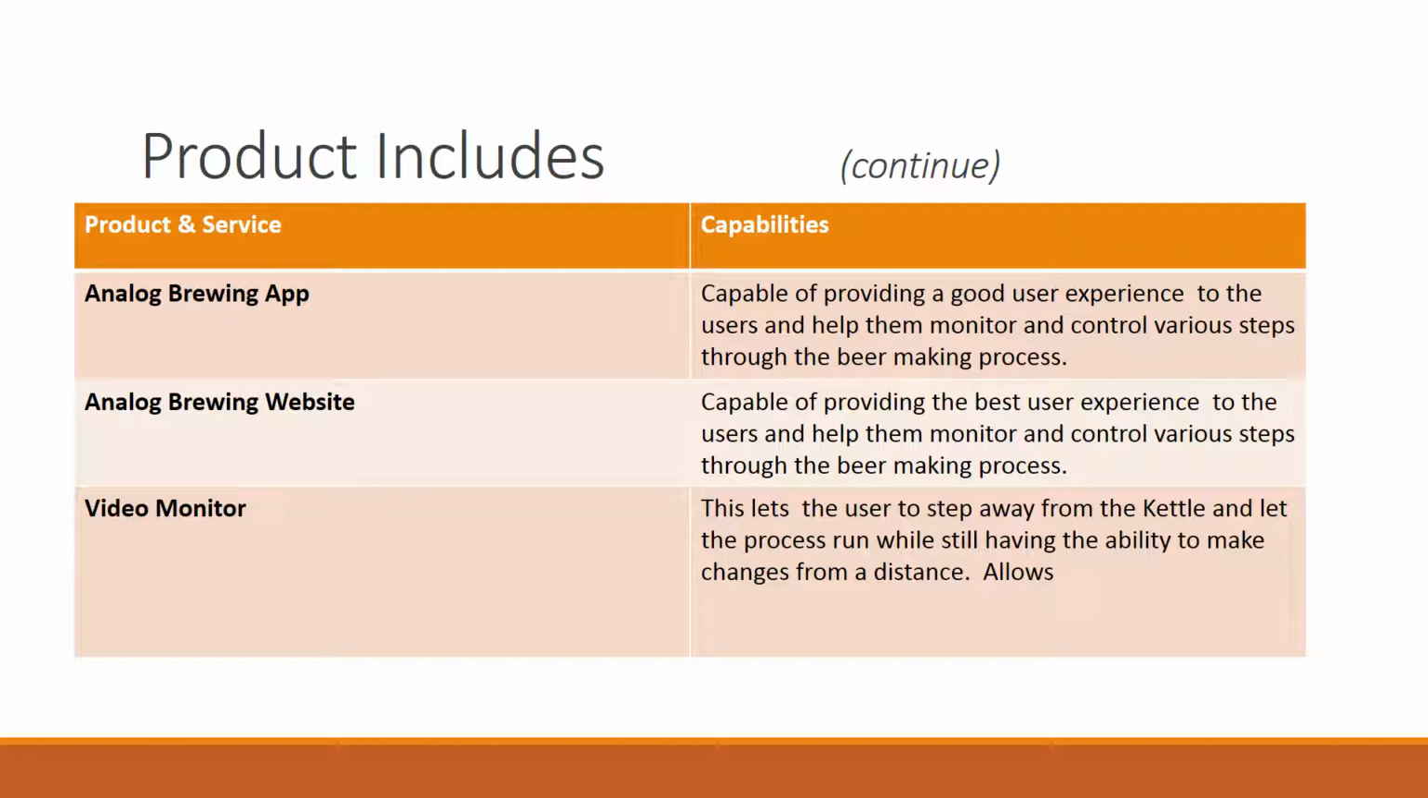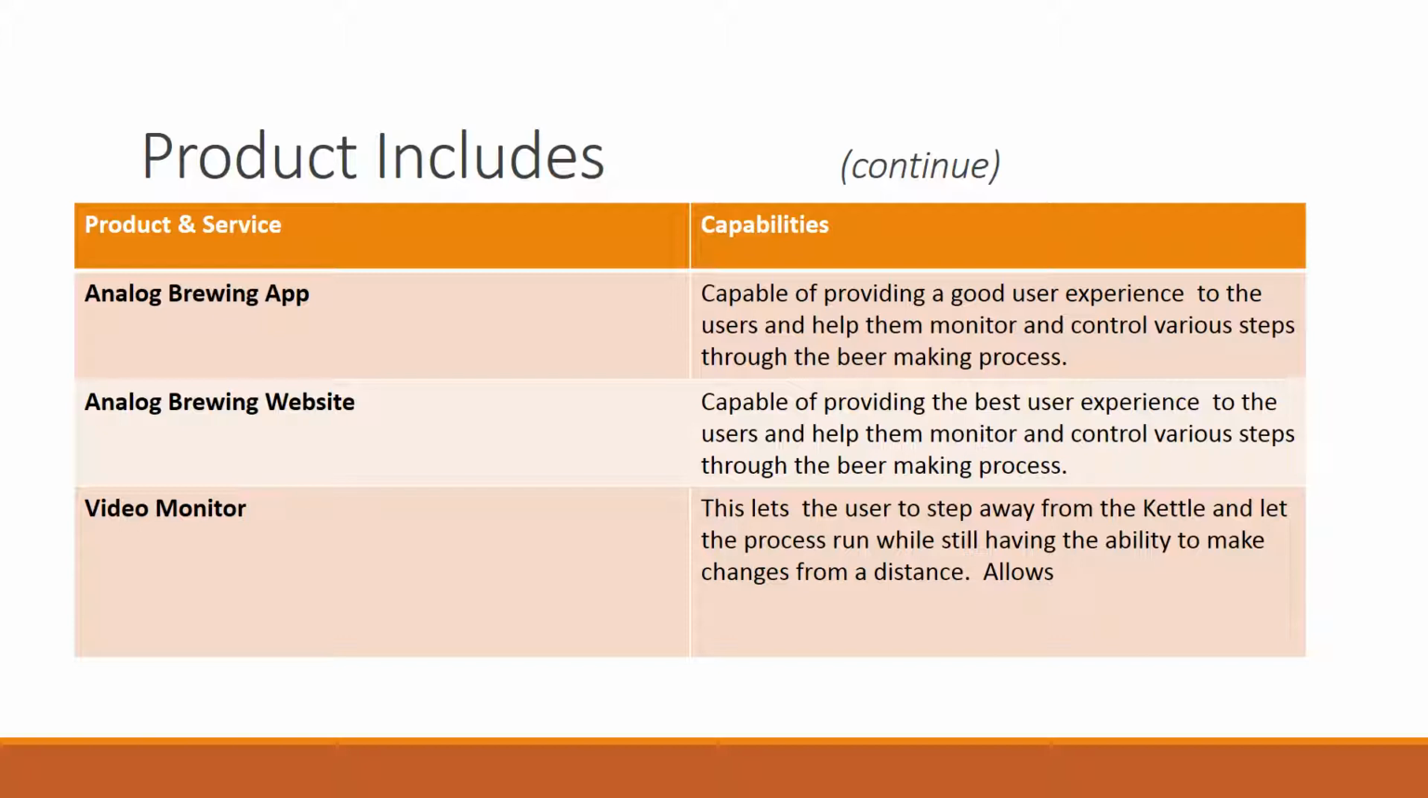Analog home brewing app, we kind of touched on that already. So the functionality of an app is to help a user cook the content that makes the beer. It provides step by step notifications and the process for a user to create that beer.